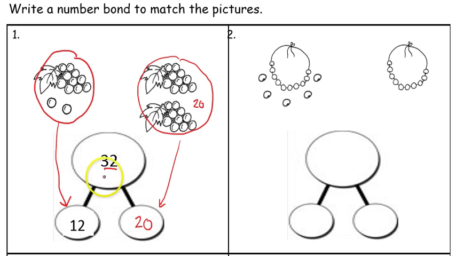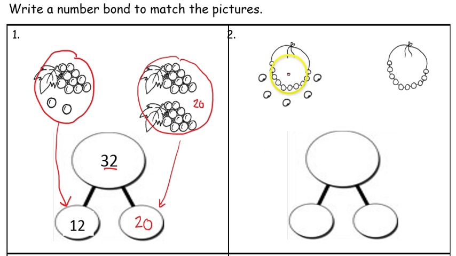Another way to look at that is 12 plus 2 tens equals 32, which is 3 tens and 2 ones. Since I'm only adding groups of 10, my tens digit will change, but my ones digit stays the same, and that's the pattern we want to see when we're adding groups of 10. Let's look at the next problem.